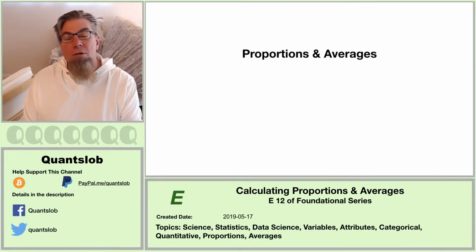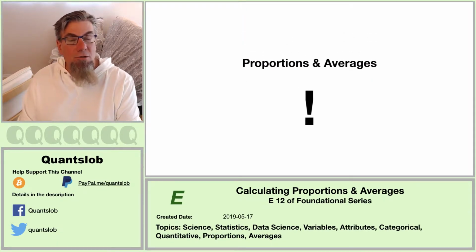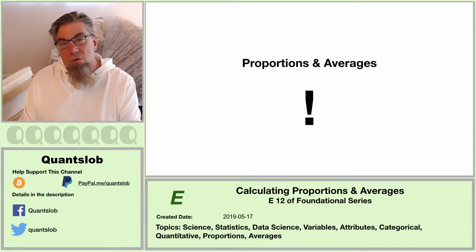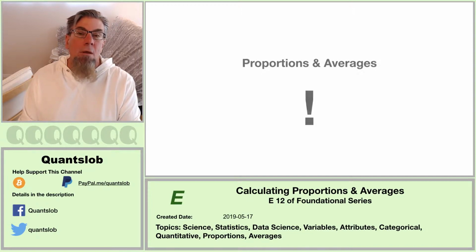This time around, we're going to take a peek at two very commonly used measures in data science, the proportion and the average. And we're going to do this with a little bit of formality.